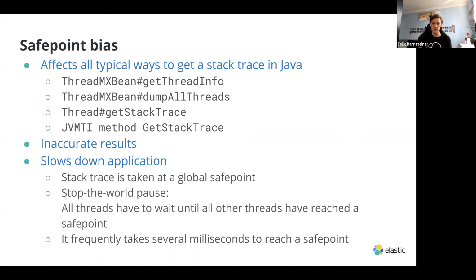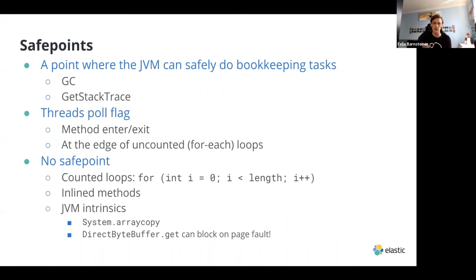So that might sound all a bit theoretical, so let's get into a bit more detail here and see an example later. So what is a safepoint even? That is the point in time where the JVM can do some bookkeeping tasks like garbage collections that basically require all threads to be at a global safepoint. And also to get the stack trace, as I told you, we have to be at this global safepoint.